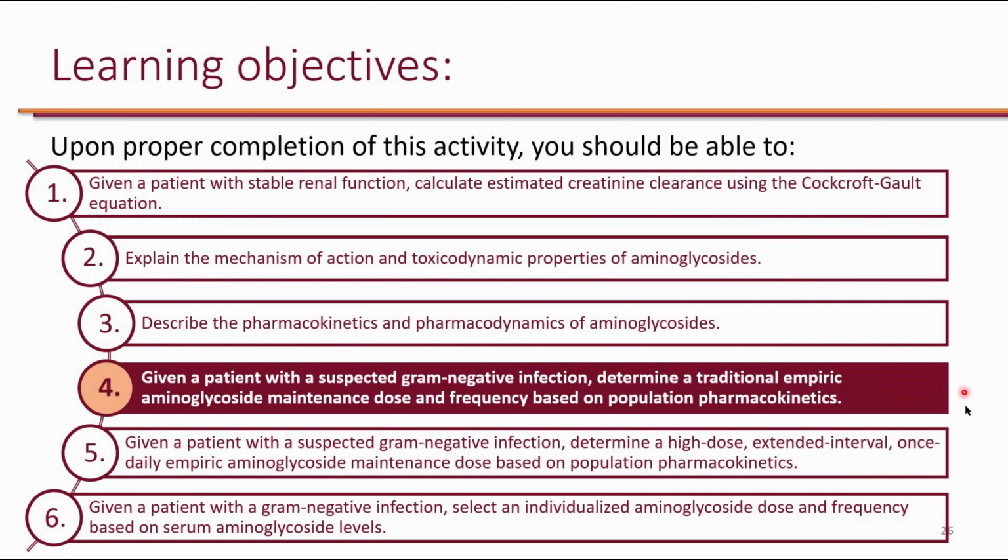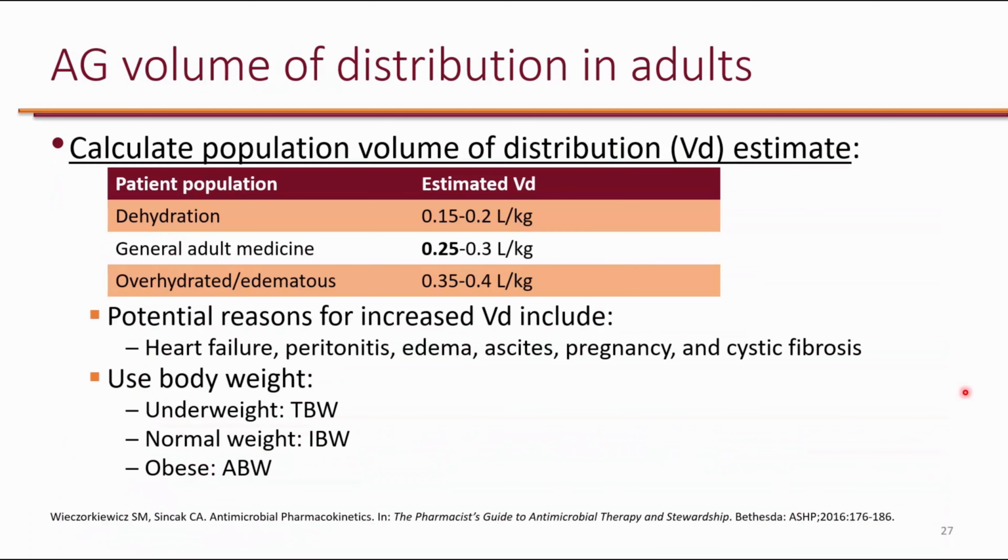We looked at mechanism of action and PK/PD of aminoglycosides. Now the next learning objective is, given a patient with a suspected gram-negative infection, determine a traditional empiric aminoglycoside maintenance dose and frequency based on population kinetics. Once you assess the patient's body weight and creatinine clearance, the next step is to calculate population volume of distribution. And by population, we mean that these numbers are derived from population studies. So these are actually an estimate of what it would be in your patient.